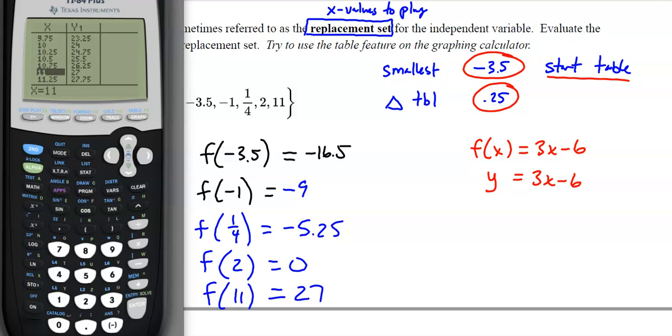Now, it seemed like it took a while because I'm talking through the whole thing, but if you're actually doing your homework and you're good with the table, it'll be much faster to use this table than to plug all those numbers in separately.